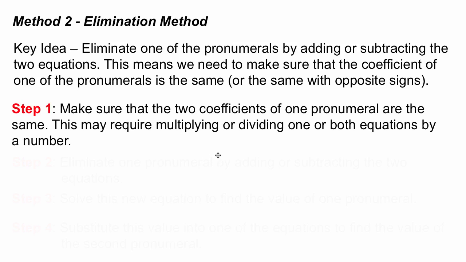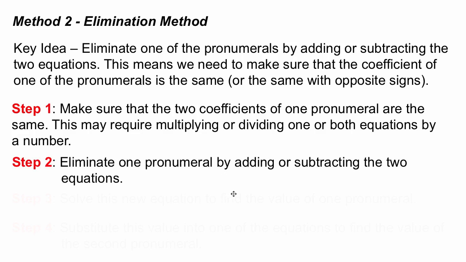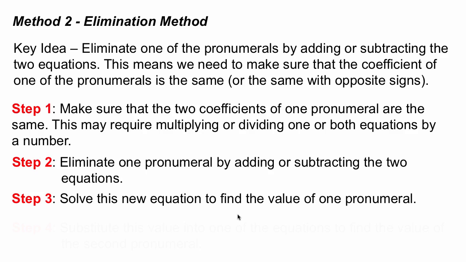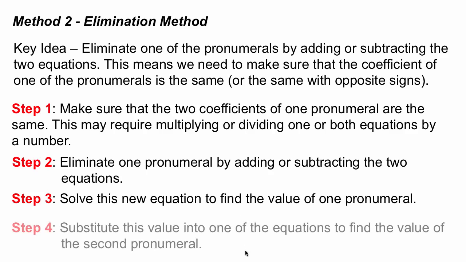Firstly, we make sure that the two coefficients of one pronumeral are the same, and this may require multiplying or dividing one or perhaps both of the equations by a number. The second step is to eliminate the pronumeral by adding or subtracting the equations. Then we solve the new equation and substitute this value into one of the equations to find the value of the second pronumeral. Now once again, you may like to pause the video here and get these notes down, but we're going to now have a look at these steps and we'll understand them as we actually do a few examples.